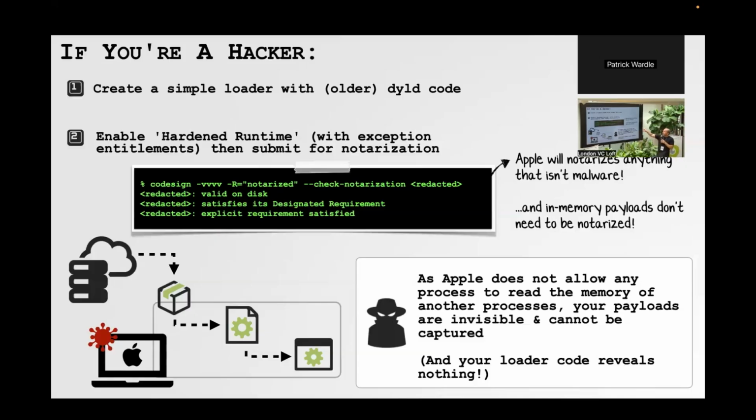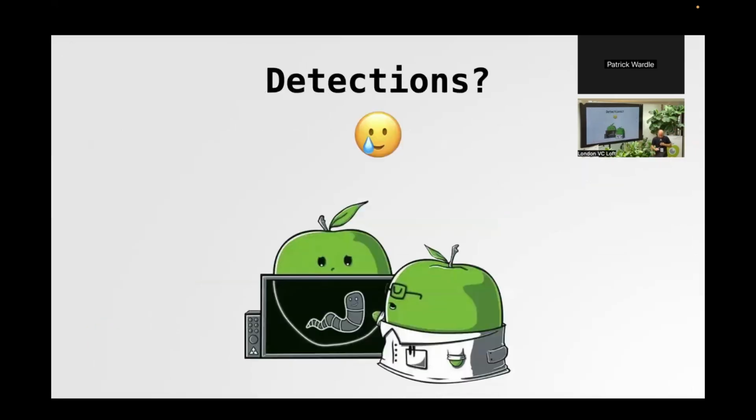I do want to point out also, if you don't want to get your payload notarized, perhaps you have an exploit and you're distributing it directly to end users, that's cool. Just don't enable the hardened runtime, and then you don't need any of those exception entitlements anyways. However, if you do want to get your loader notarized, you do have to use the hardened runtime, which then means you have to use the exception entitlements.